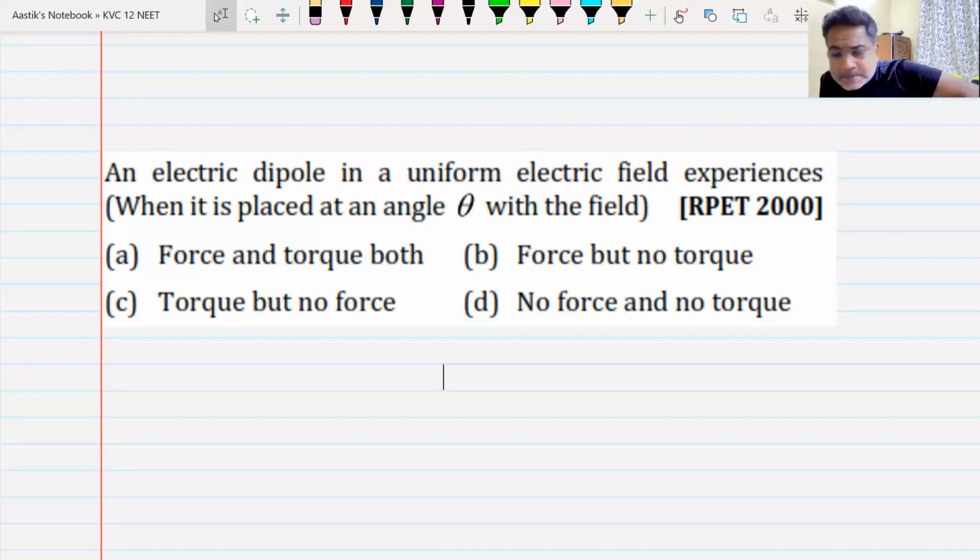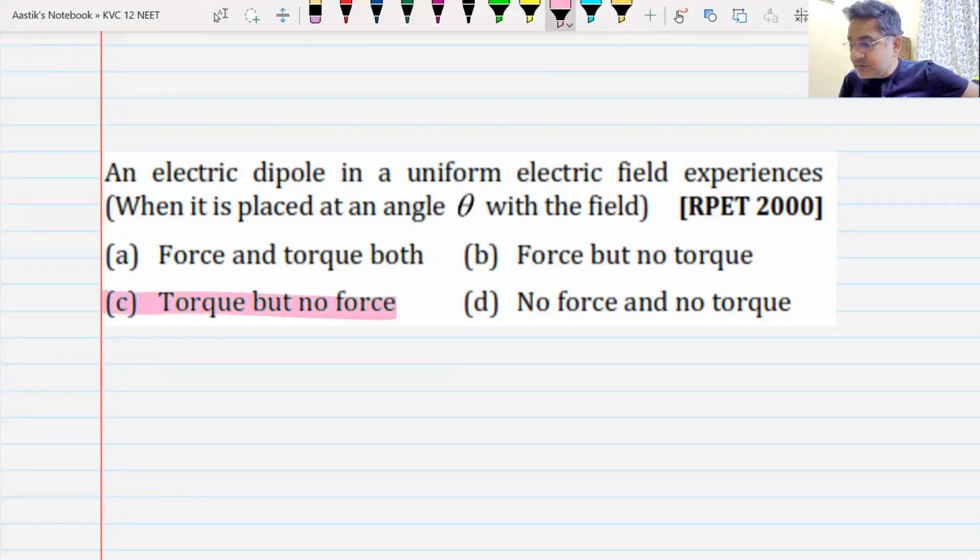No one knows it? Okay. Abhiram comes up with an answer. He is the only one who knows anything. It experiences torque, but no force. Net force is zero. Torque is P into E into sine theta.